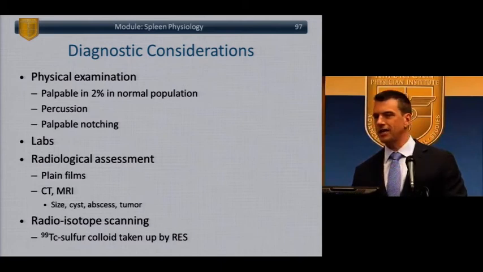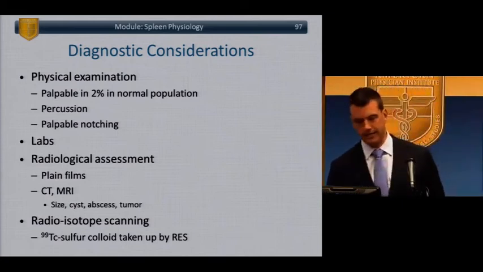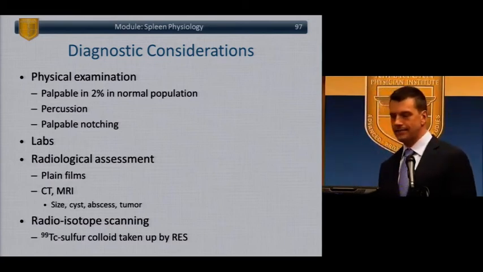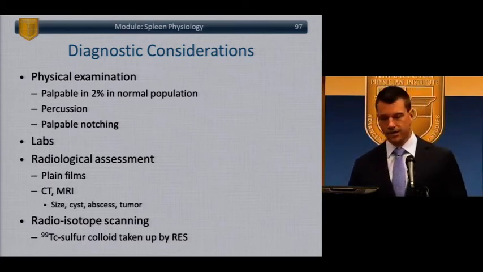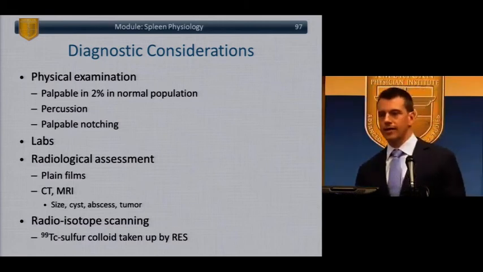Plain films are not terribly helpful, although if the spleen is getting huge, you will see this. Or you may see an absence of normal bowel where it's supposed to be because the spleen has taken that space. CT and MRI are going to be your best. You can see the size, cysts, abscess, or tumors that are present. And then technetium-99 sulfur colloid is taken up by the reticuloendothelial system, which is a better way of looking at the spleen.